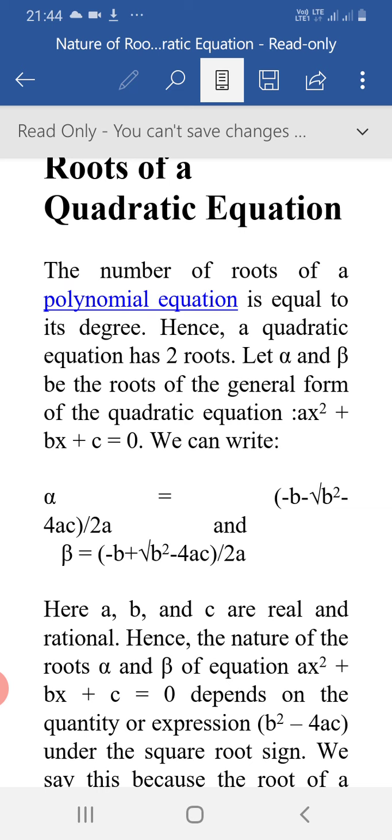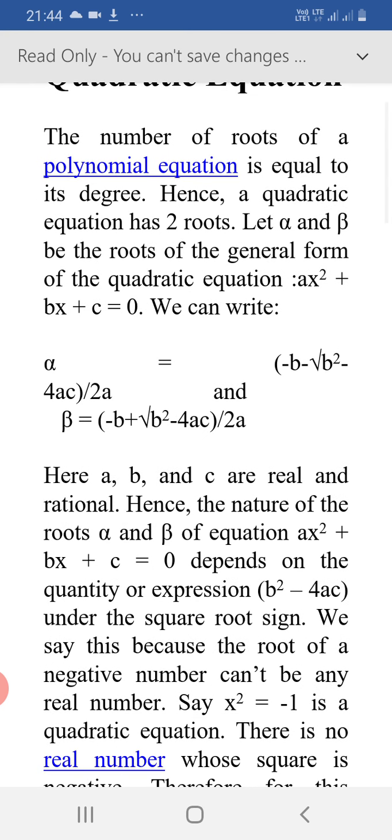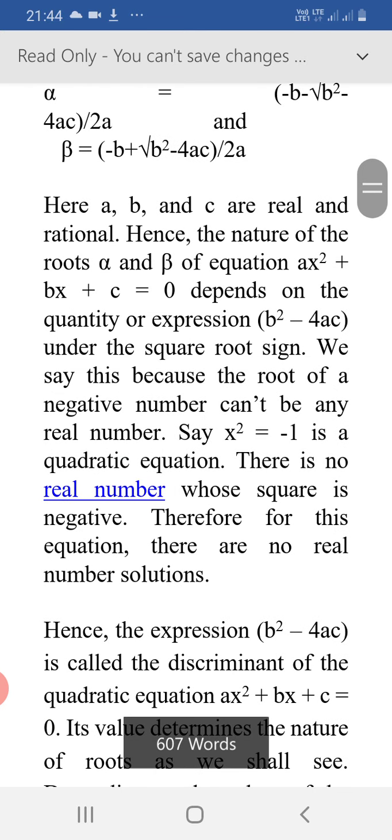Hence the nature of the roots alpha and beta of the equation ax square plus bx plus c is equal to 0 depends on the quantity or the expression b square minus 4ac under the square root sign. We say this because the root of a negative number can't be any real number. Say x square is equal to minus 1 is a quadratic equation. There is no real number whose square is negative. Therefore, for this equation, there are no real number solutions.